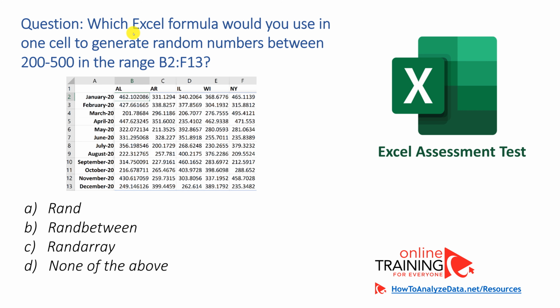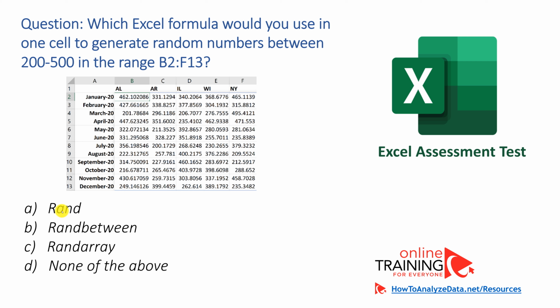Let's look at the question, which Excel formula would you use in one cell to generate random numbers between 200 and 500 in the range between B2 and F13. And it shows you a sample of the random values, which has values after decimal point, and the range we're looking at between B2 and F13 populated with the numbers in the predefined range.